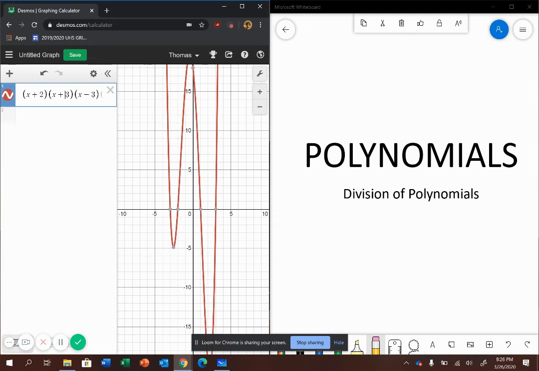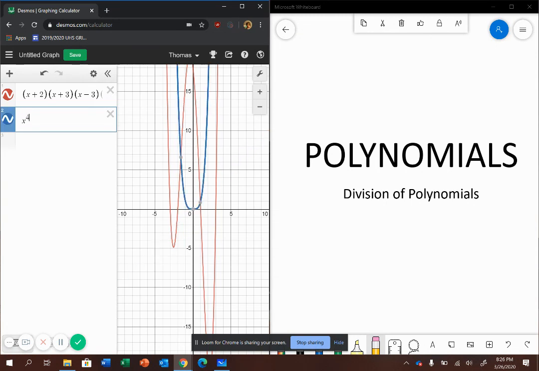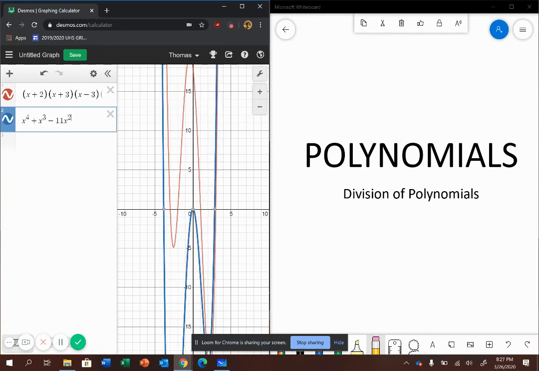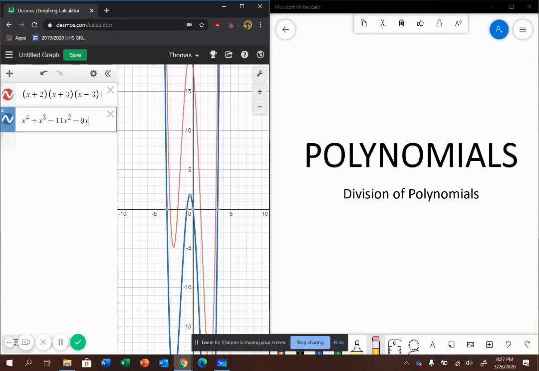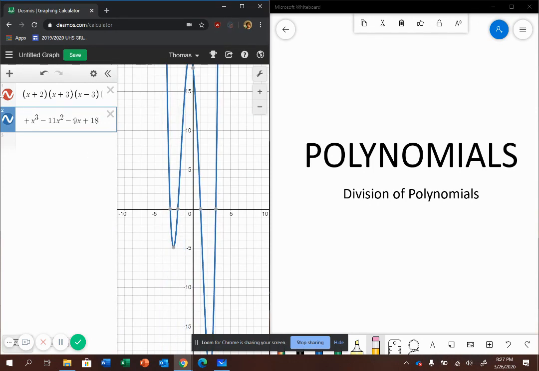There's another way to represent this, and it's as all those polynomials multiplied out together. I've done this in advance, so I know that this is x to the 4th plus x cubed minus 11x squared minus 9x plus 18. And you'll see when I graph the second one here in the blue line, and I overlay the red one, that they're the same. It's the same line. If you don't know how to do that multiplication to get the second one instead of the first one, that's fine. I have another video that talks about multiplication of polynomials.